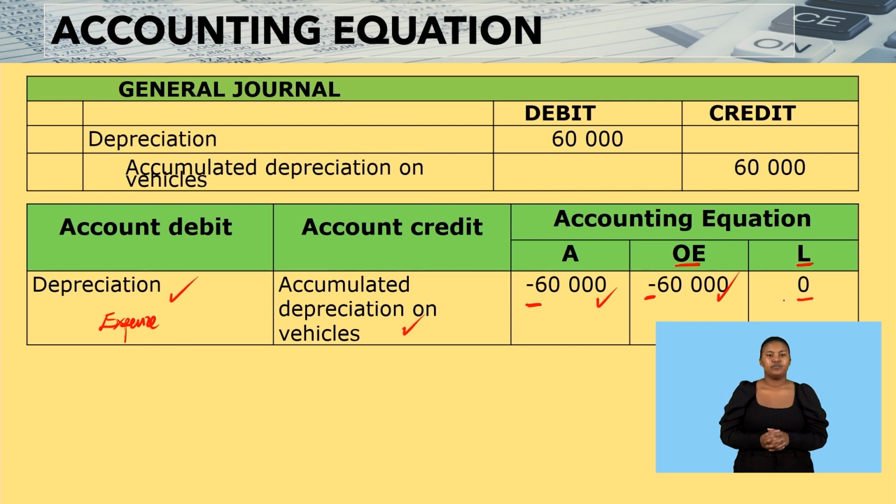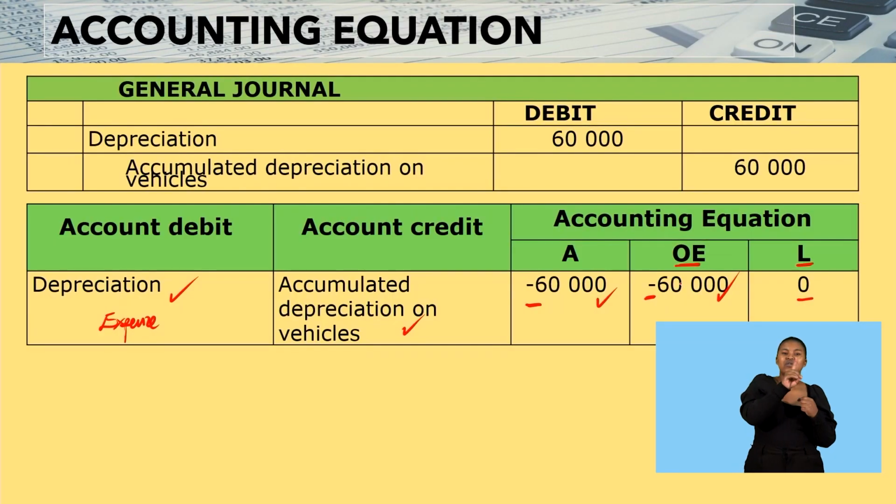It is important that once you understand this, continuously practice and do questions that involve the calculation of depreciation using the cost price method. And you have to remember, when you come to the accounting equation, you debit depreciation and it affects owner's equity, decreases because it is an expense. And you credit accumulated depreciation, which decreases our assets. And this has no effect on our liabilities.